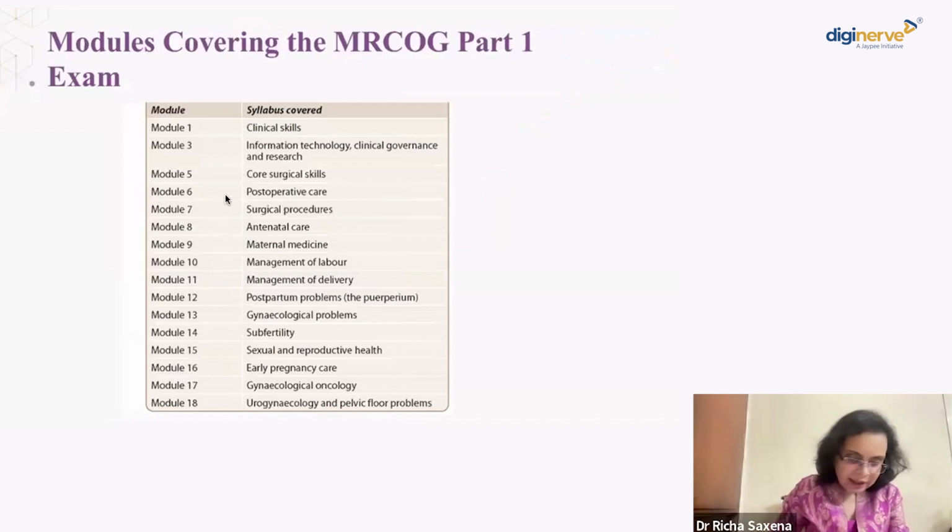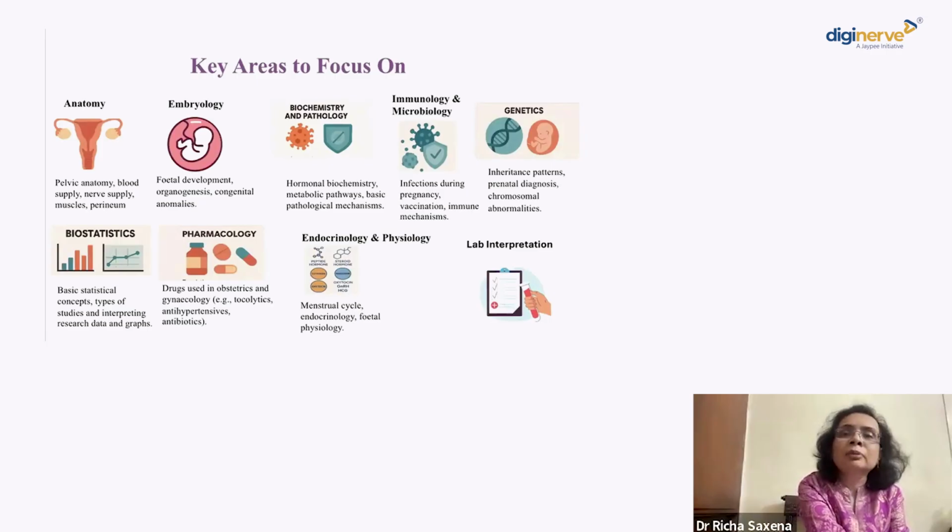So again, this is to focus on the key areas we've already discussed. Now make sure you have 1 week of time to revise all these subjects, especially anatomy, embryology, genetics. So it becomes important for all of you to go through these subjects. You will have questions from biostatistics, endocrinology, physiology, pharmacology, lab interpretation.